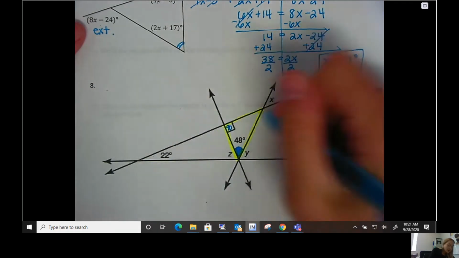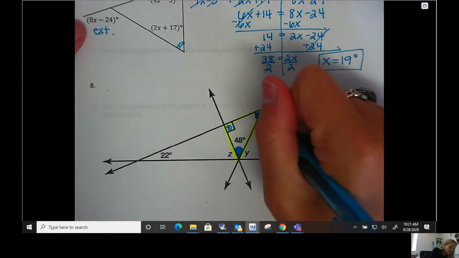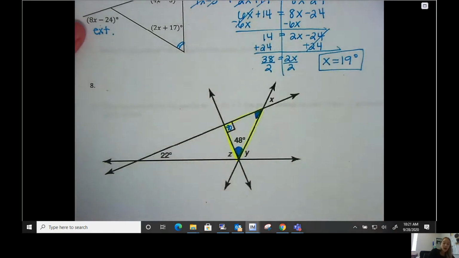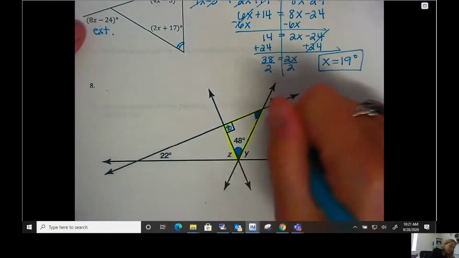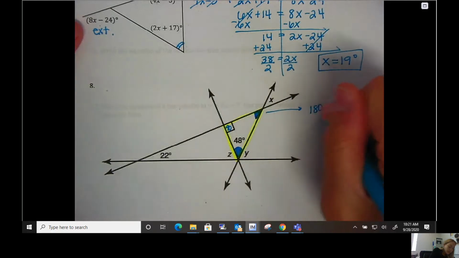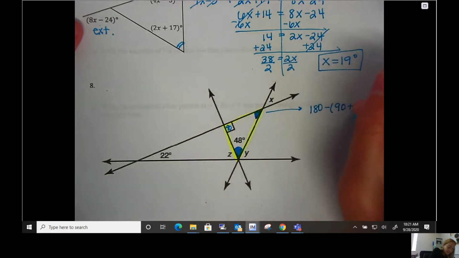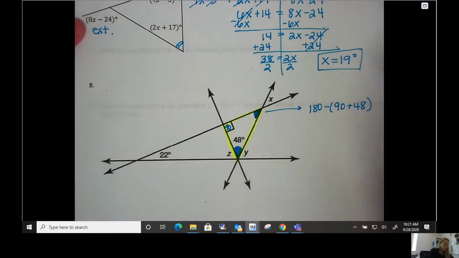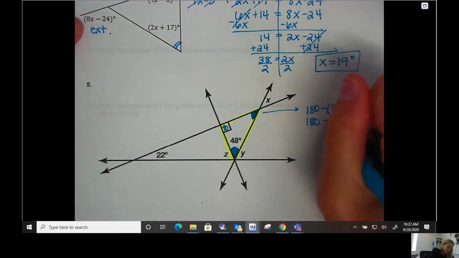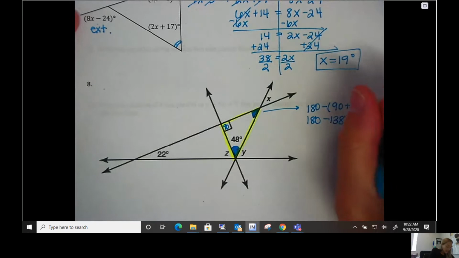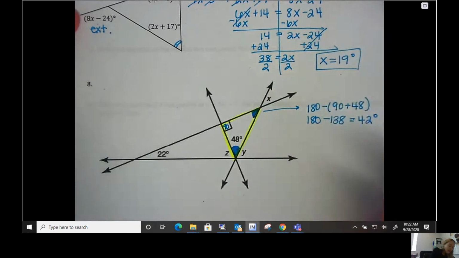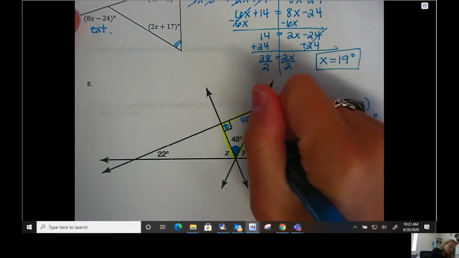So I can figure out this angle right over here. I can figure it out by doing 180 minus these two numbers. So 180 minus 90 plus 48. Well, 90 plus 48 is 138. And if I subtract 138 from 180, I get 42 degrees. So this angle right here is 42 degrees.